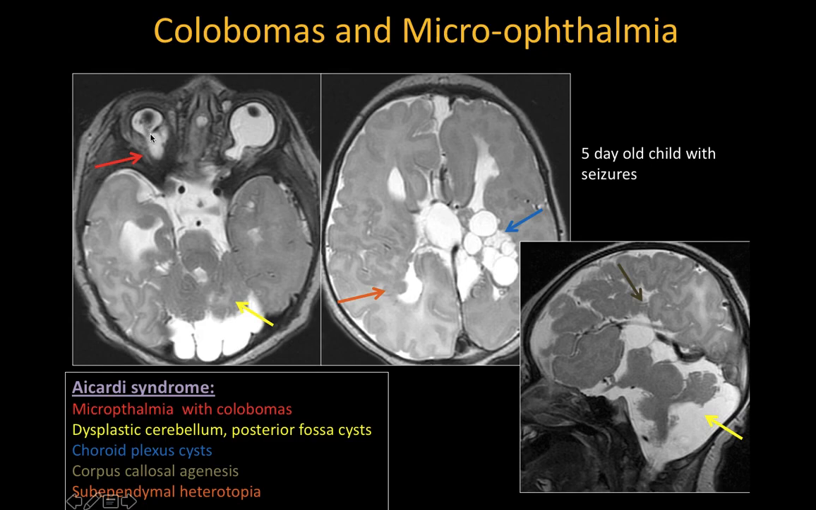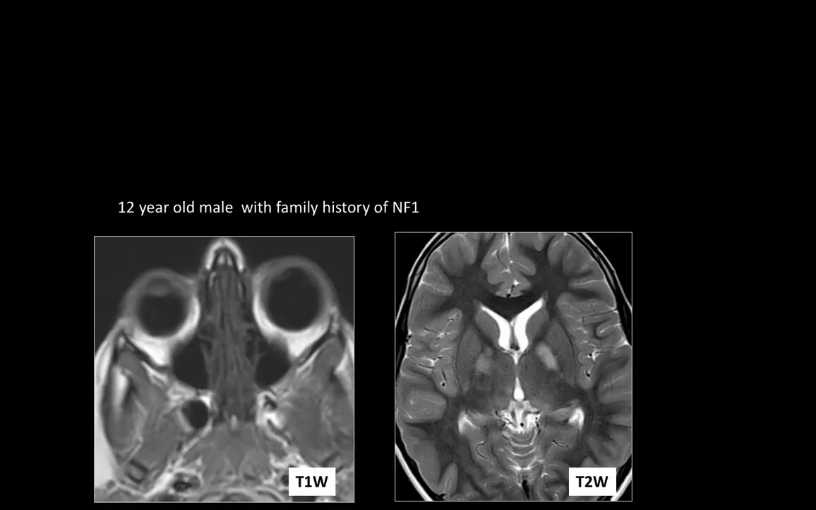So why do we get coloboma? It's basically because of incomplete closure of the embryonic fissure. And colobomas with microophthalmia are associated with various syndromes. One is Aicardi syndrome, CHARGE syndrome, and Meckel syndrome.